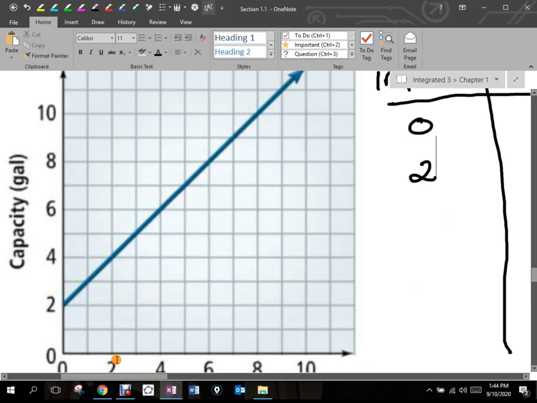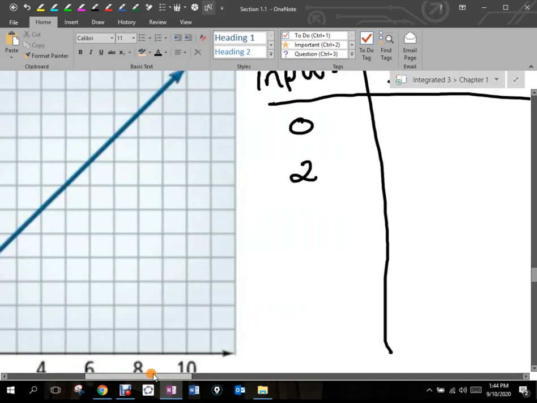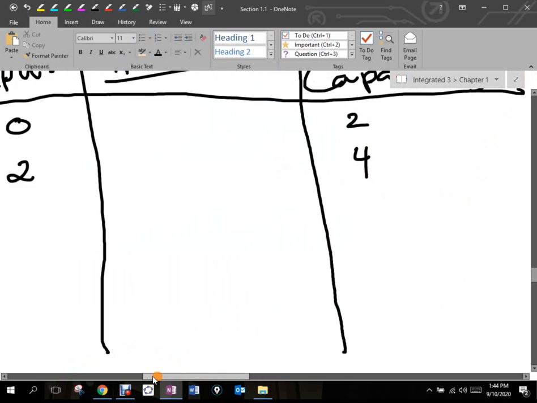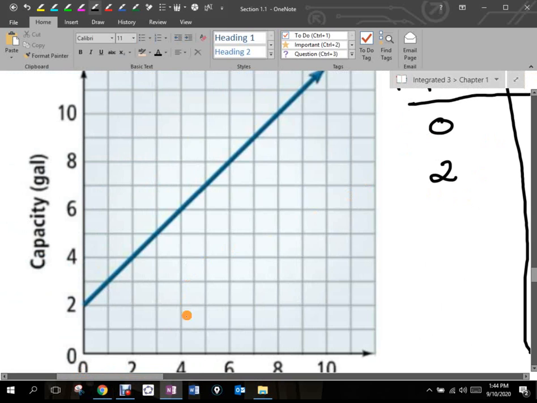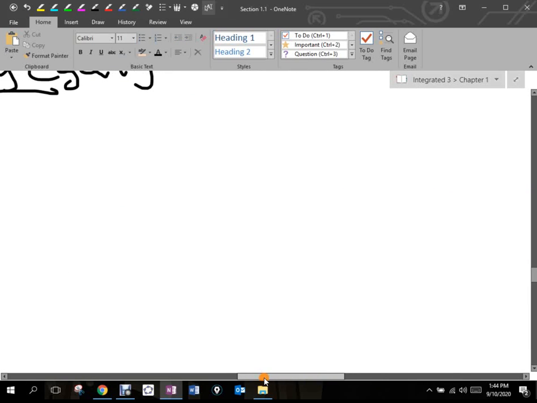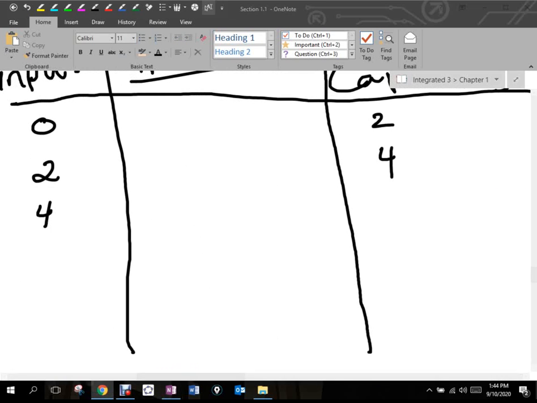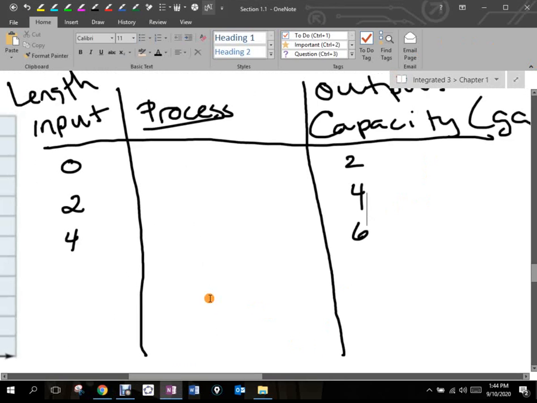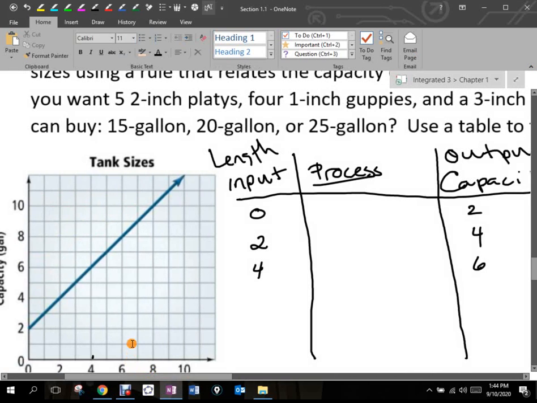So I'm just seeing where that vertical line of 2 touches the graph, and then I go over and see what is that y value that I need. So 2 and 4. So I fill that into my table. Let's go out to 4. So 4 inches gives me 6. And we can keep doing that. So 6 will go to 8.